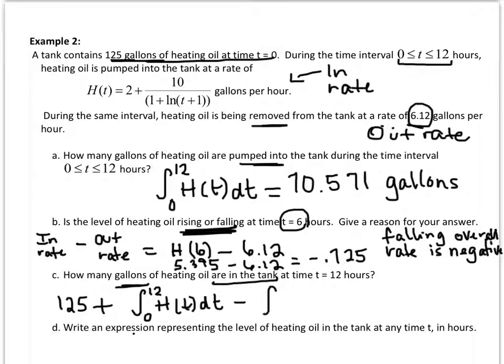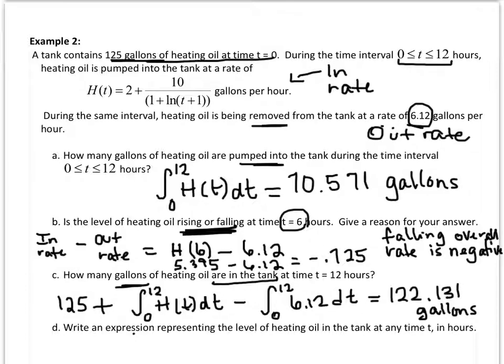So I need to integrate from 0 to 12 of h of t dt. Then I need to consider how much has gone out. Again, I need to figure out the amount that's gone out. So I need to integrate my rate function to figure out the amount that's gone out. And what I notice then, just doing a little calculations here, I find that there's now 122.131 gallons in the tank.